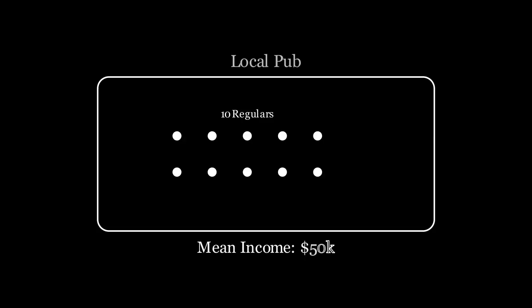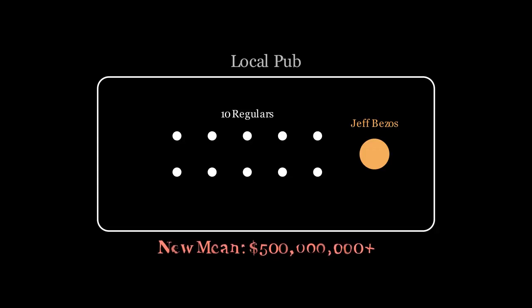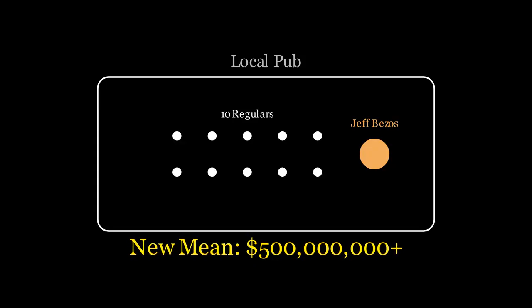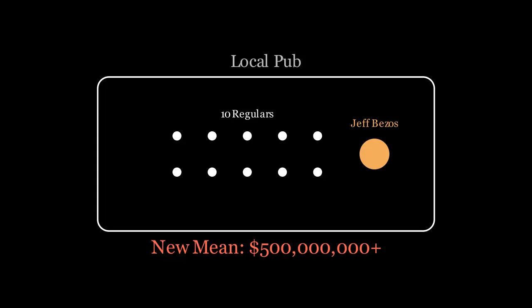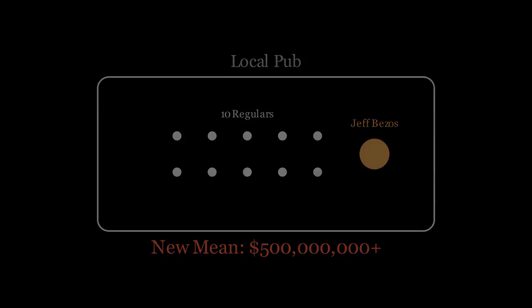Let's look at the famous billionaire in a bar paradox. Imagine a local pub with 10 construction workers, each earning $50,000 a year. The mean income is $50,000, and the median is $50,000. Everyone is average. But then Jeff Bezos walks into the bar. Suddenly, the mean income of the people in the bar jumps to over several billion dollars. Does that mean the construction workers are now billionaires? Of course not. The mean is lying. The median, however, stays at $50,000, reflecting the reality of the majority.